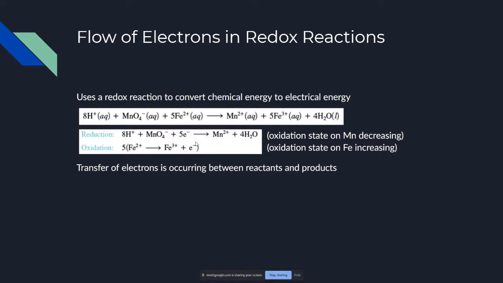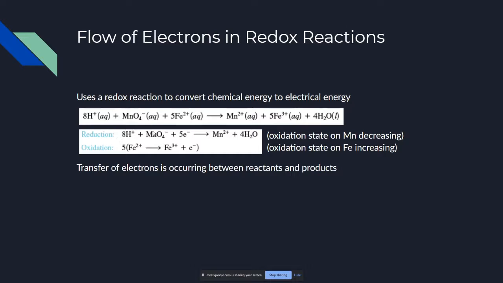And so that's why you have this electron here, to keep the equilibrium of charge on the product side. Because if you add up the charge here, it's also +2, which is the same as this side. But the iron itself is increasing its oxidation state.